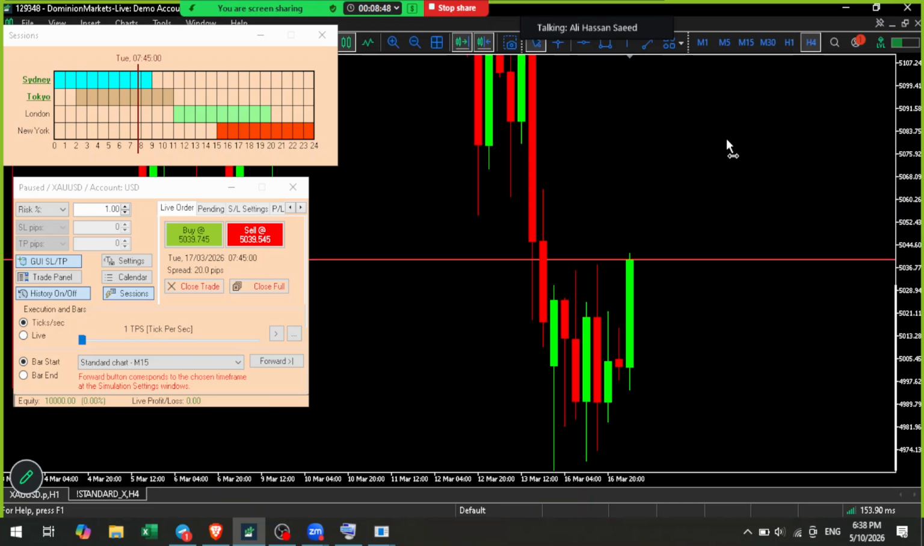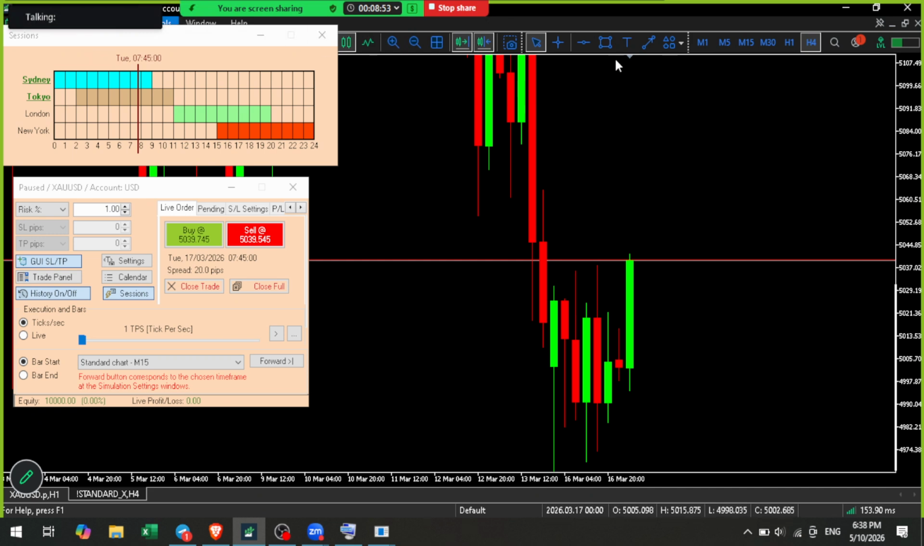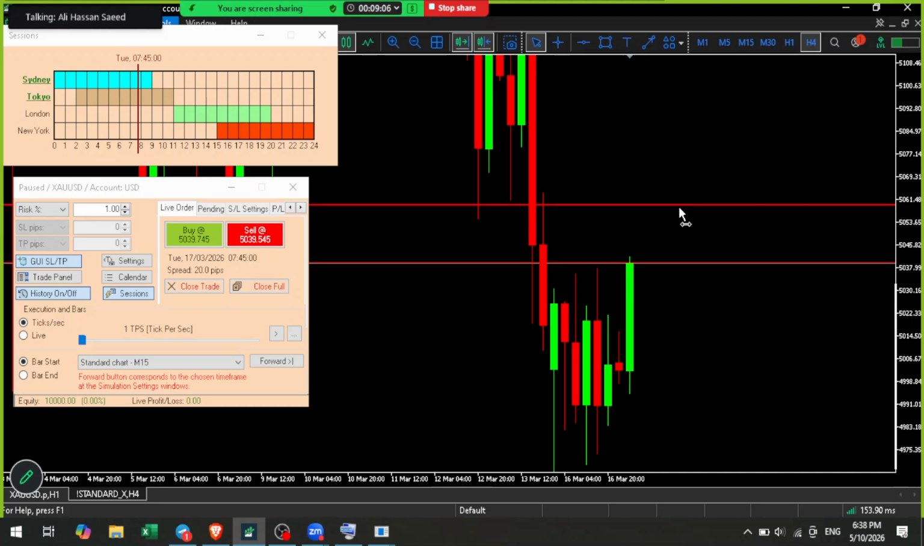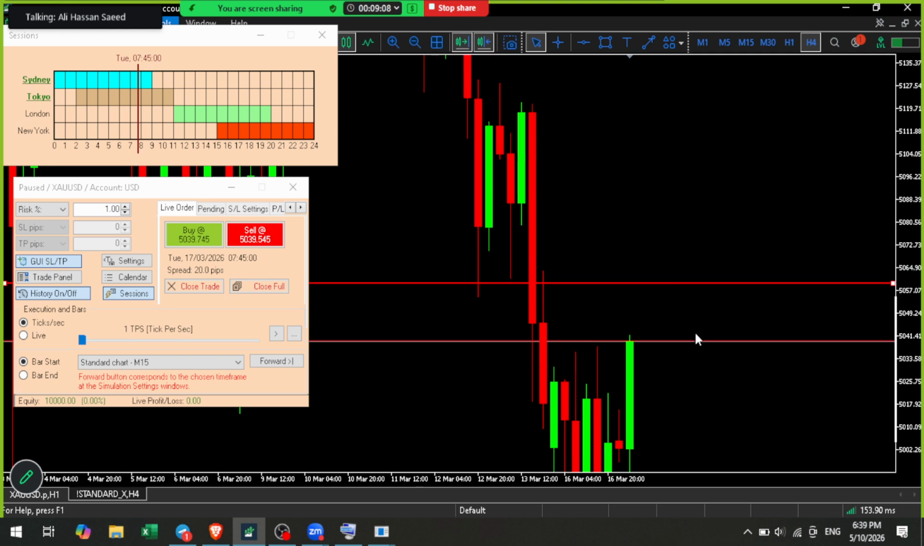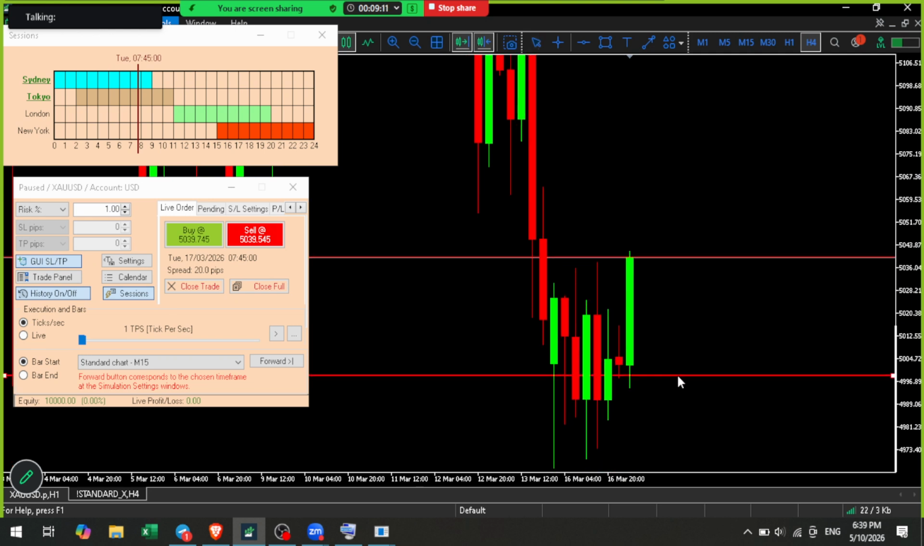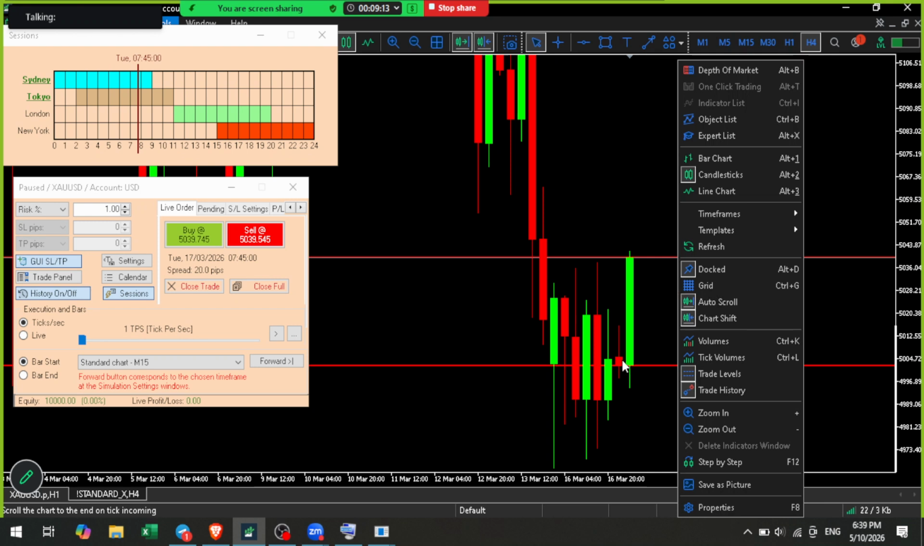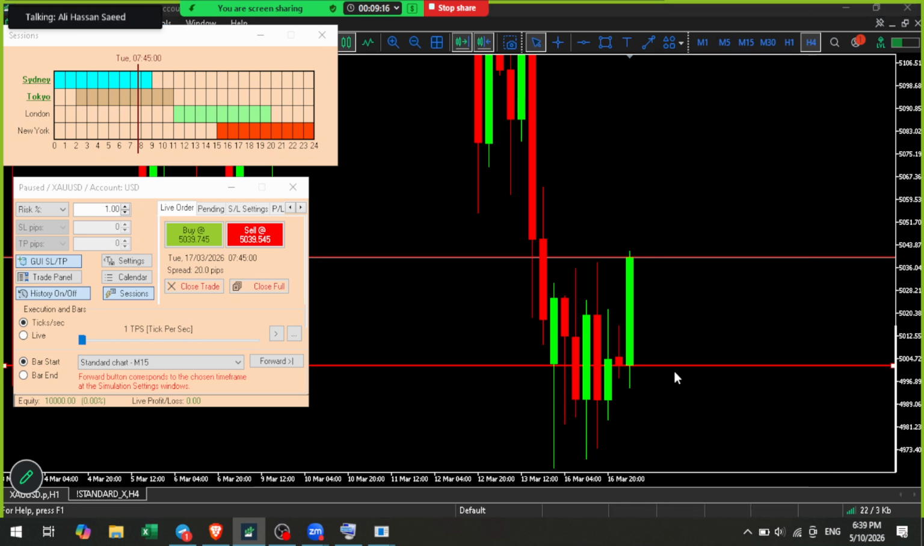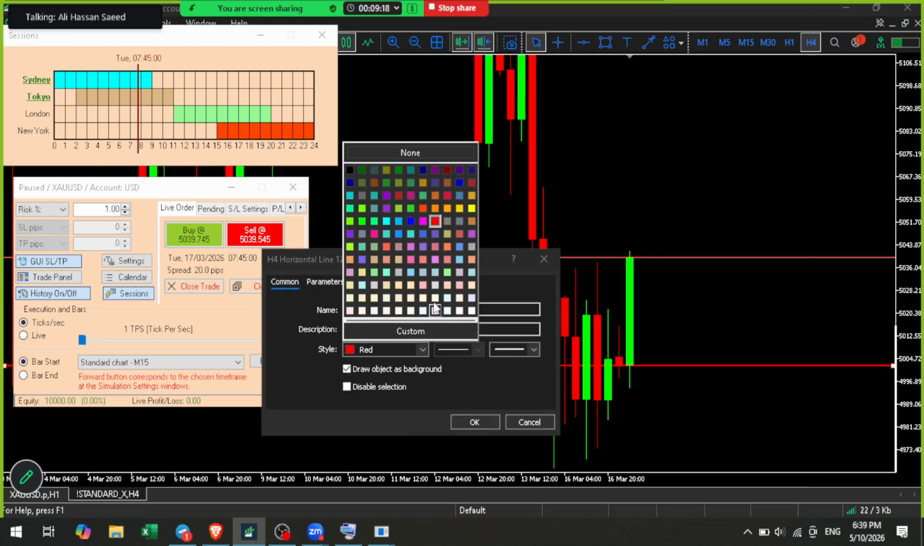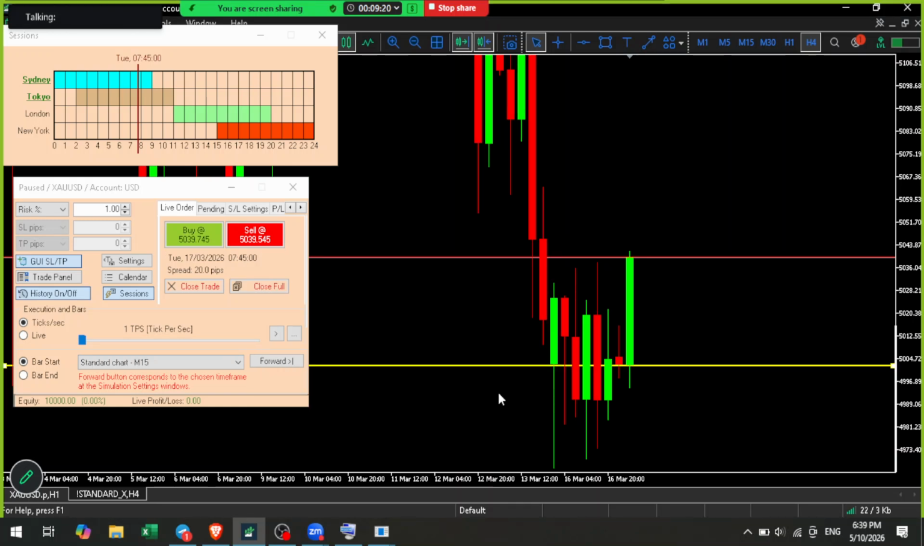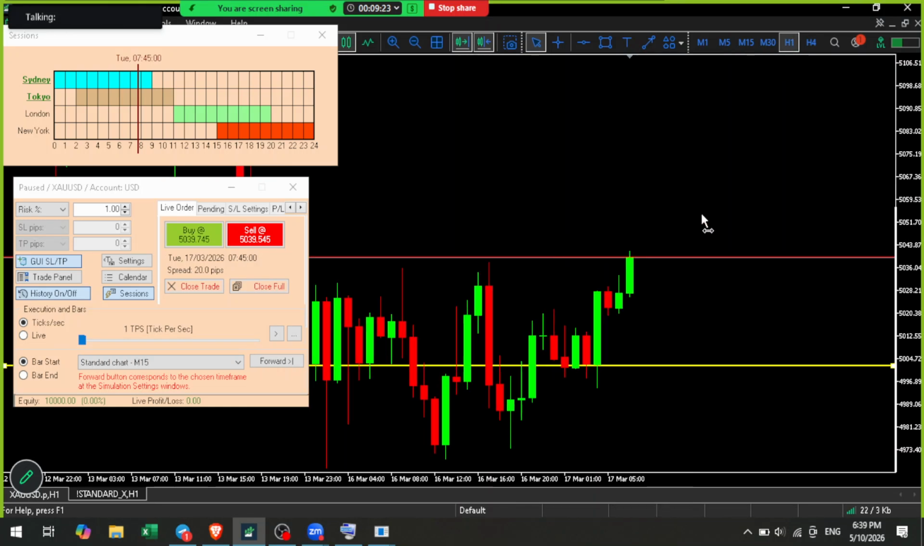Let's go to the 4 hour. We have our resistance price currently here. So on the 4 hour we don't have anything currently. This could be our support. How do I turn this yellow? Let's go down to the 1 hour.